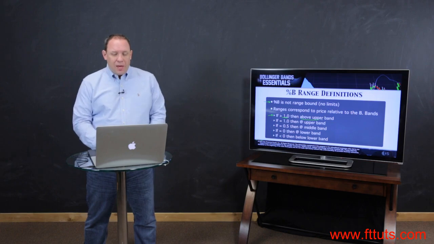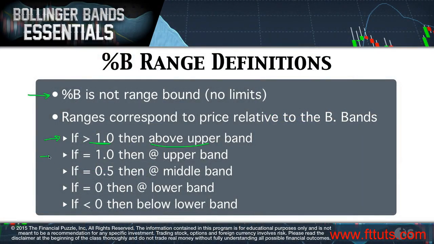Now, if we get down to 1 itself, if the percent B is reading right at 1, then the stock is right at the upper band. And if we go to 0.5, then we are at the middle band.